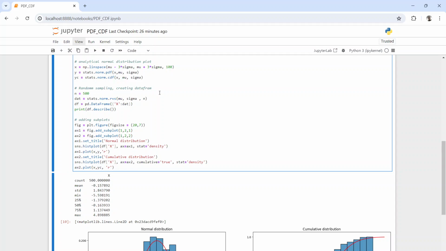Here n specifies the number of random samples to generate. In this case, it is 500. This line generates n random samples from the normal distribution with mean mu and standard deviation sigma. This line creates the pandas data frame from the generated samples, and this prints a statistical summary of that data frame.